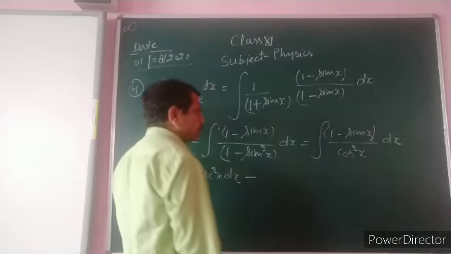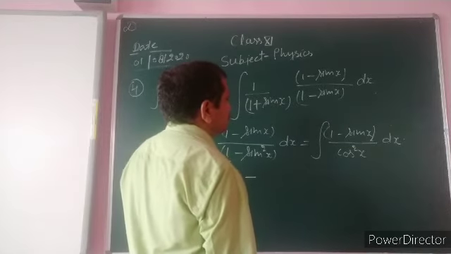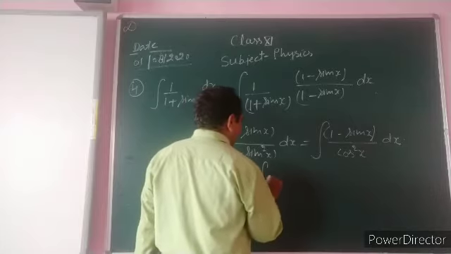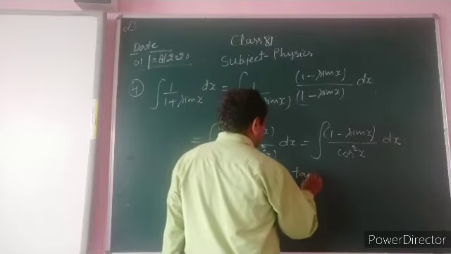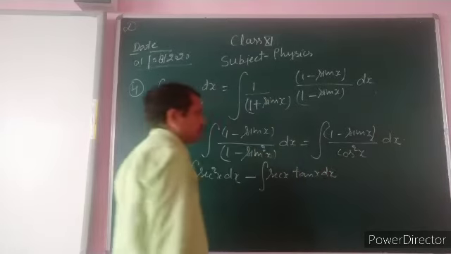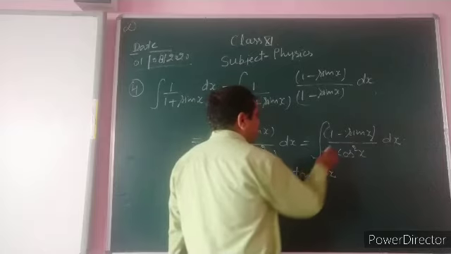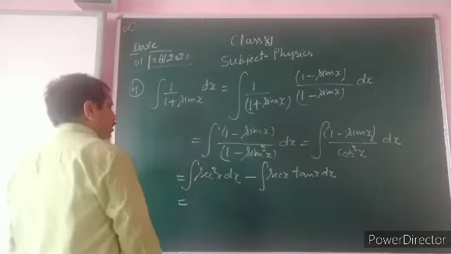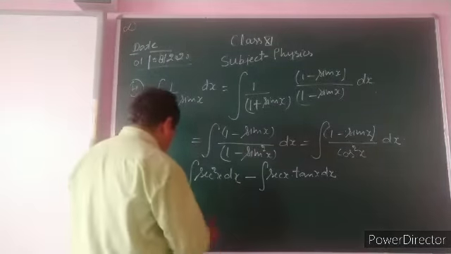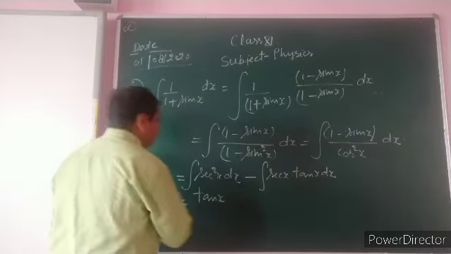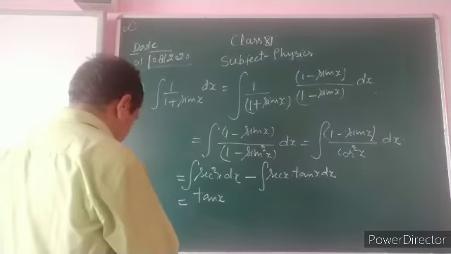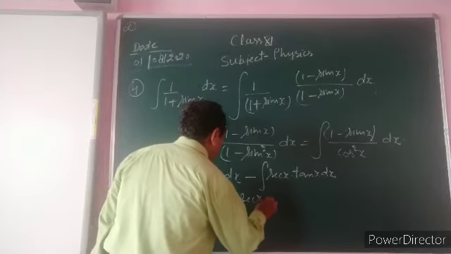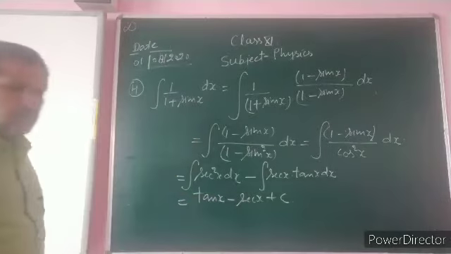minus integral sec x into tan x dx. 1 upon cos x equals sec x and sin x upon cos x equals tan x. Integral of sec square x equals tan x. And the integral of sec x tan x is sec x plus c. This is the answer of this question.